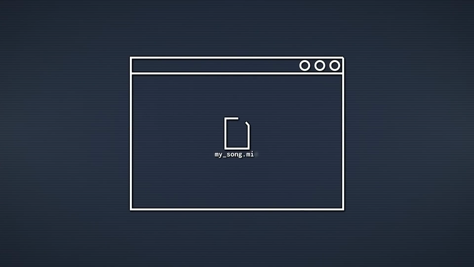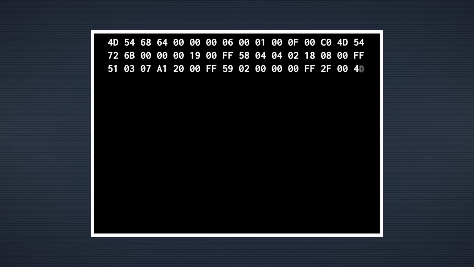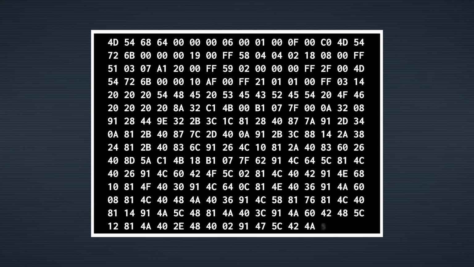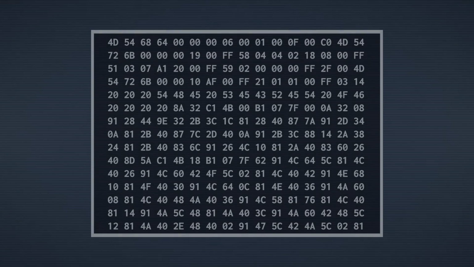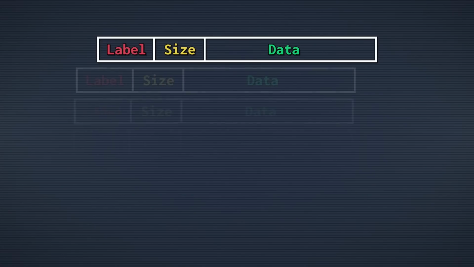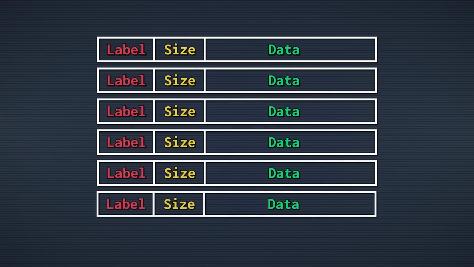So far so good, but if we have MIDI data in a file, how exactly is this file structured? Like any file on your computer, a MIDI file is just made up of binary data, which is a pile of numbers that have some sort of meaning. So let's make some sense of them. First, our MIDI file is split into chunks. Each chunk has a label, followed by a size, and then the actual data of the chunk. The entire MIDI file is simply a list of these chunks, one after another.